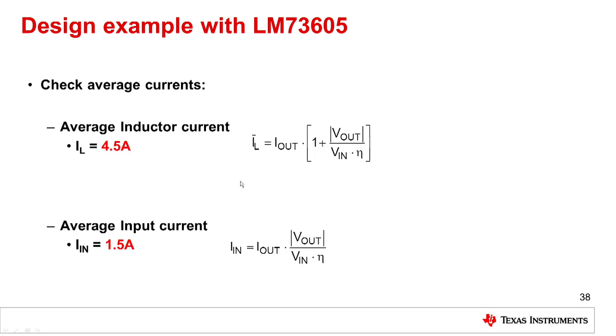We also need to know the average inductor current, and it's good to know the average input current as well. This equation is used to calculate the average inductor current based on the values that we already know in our application, and we come up with about 4.5 amps. The average input current for the given conditions will be about 1.5 amps.